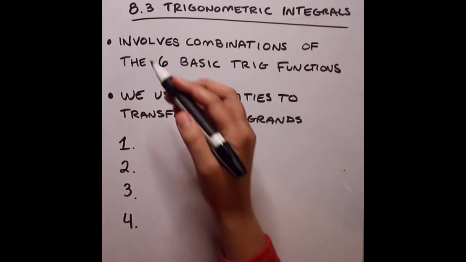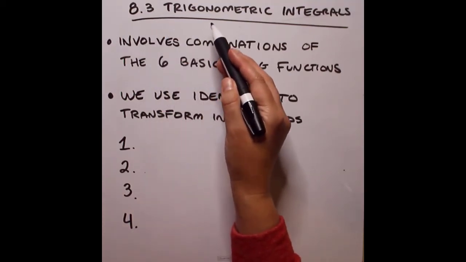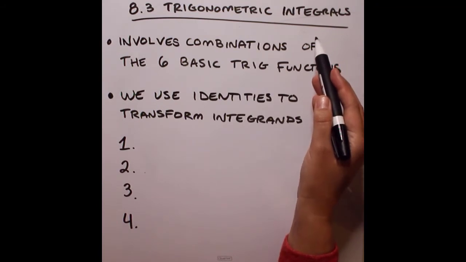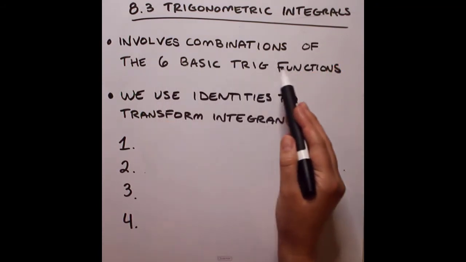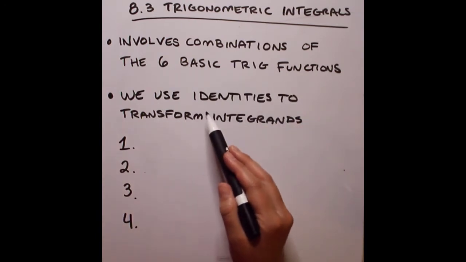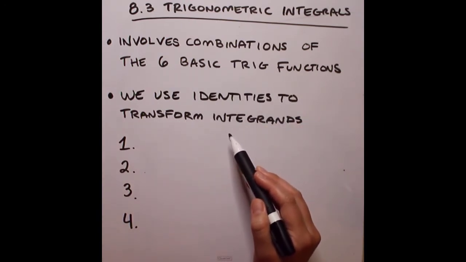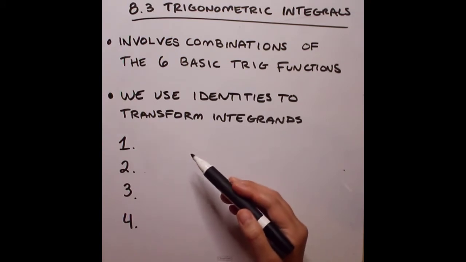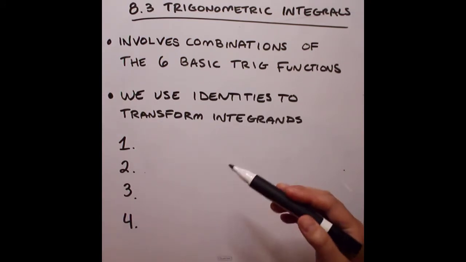Everyone! In this section 8.3, we're going to be talking about trigonometric integrals. So these integrals are ones that involve combinations of the 6 basic trig functions. And then we're going to use identities to transform the integrand so that we can figure these integrals out and make them look easier or better to work on.